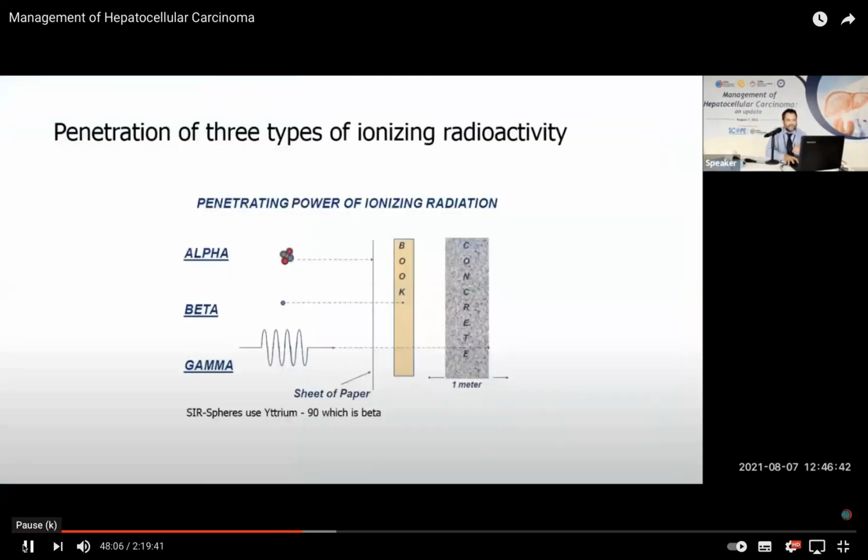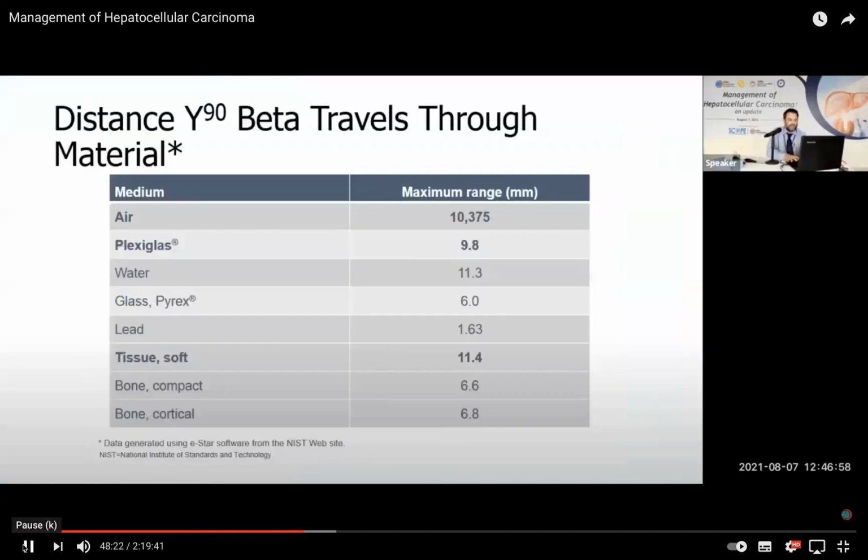So this is a beta emitter. This is just showing the penetration. They only travel for 2 to 3 millimeters on average, and can travel up to 12 millimeters. So when you deposit them within the tumor, it's a very localized deposition. And over here you can see the maximum range is 11.4 millimeters.